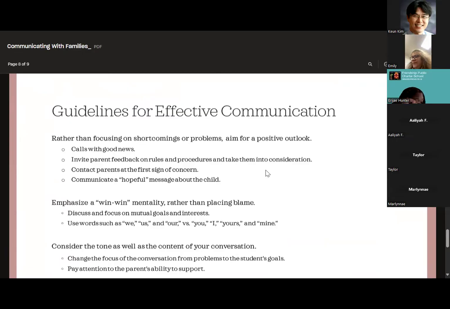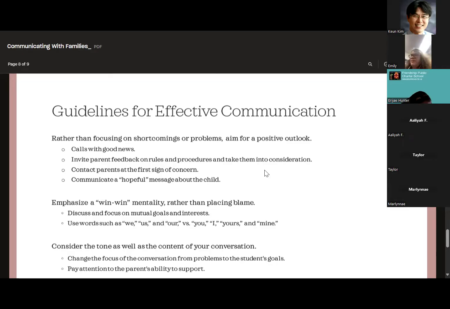Guidelines for effective communication. Rather than focusing on shortcomings or problems, aim for a positive outlook. You can do that by giving out phone calls with good news, inviting parent feedback on rules and procedures and taking them into consideration, contacting the parents at the first sign of concern, and communicating a hopeful message about the child. You also want to emphasize a win-win mentality rather than placing the blame.